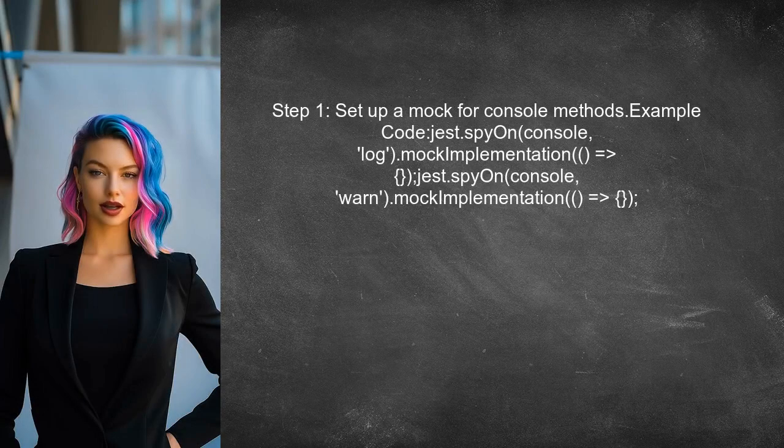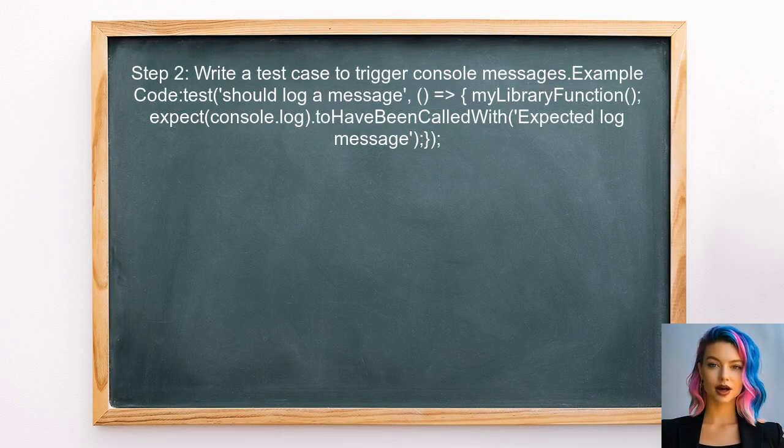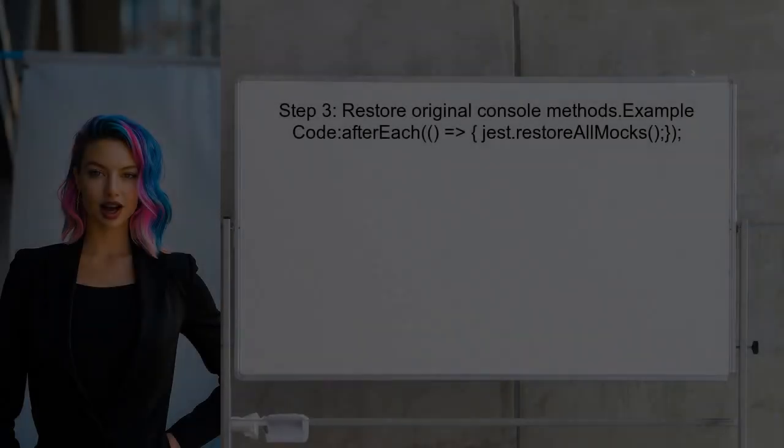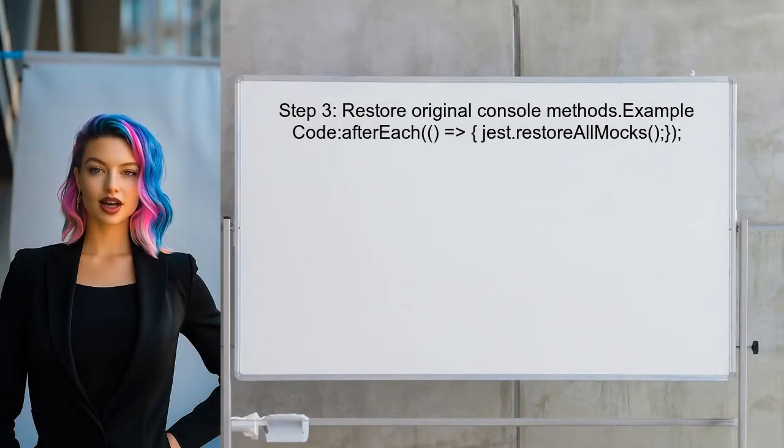To begin testing console messages with Jest, the user should first set up a mock for the console methods they want to test. This can be done by using Jest's built-in mocking capabilities. Next, the user should write a test case that triggers the console messages. This involves calling the function from their library that is expected to log or warn. After that, the user should ensure to restore the original console methods after the test runs. This is important to avoid side effects on other tests.